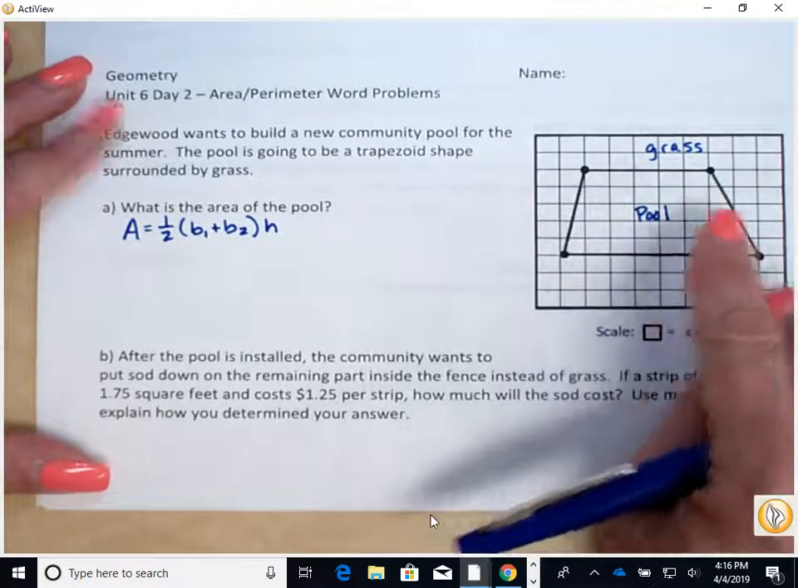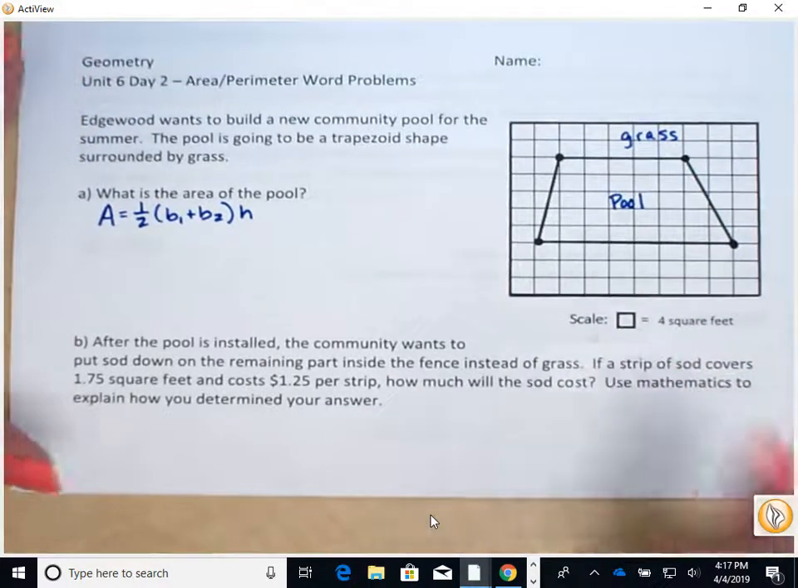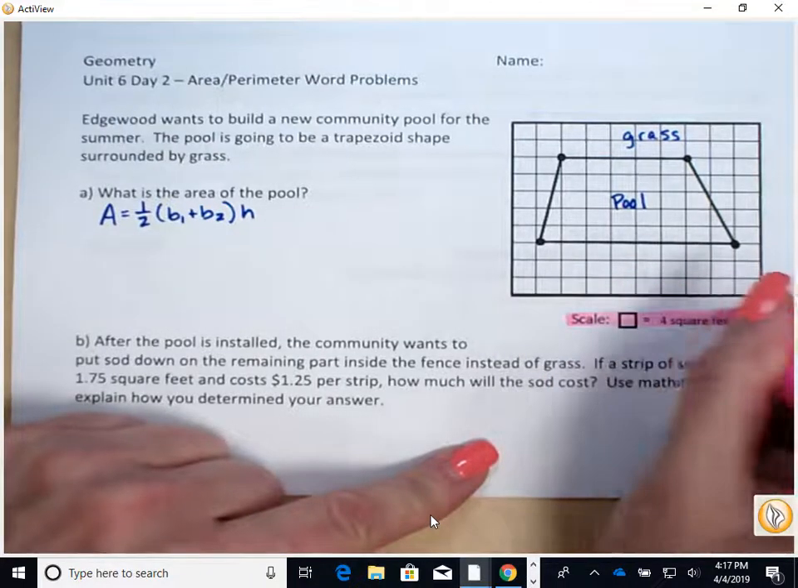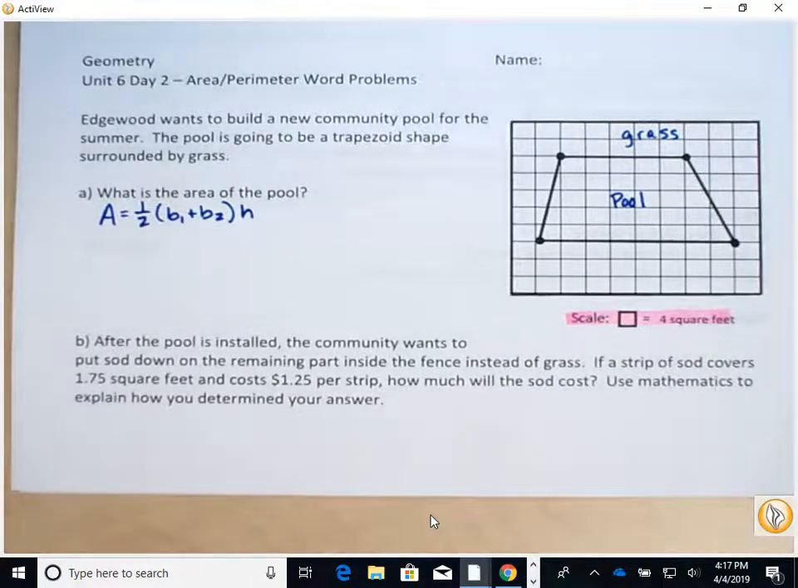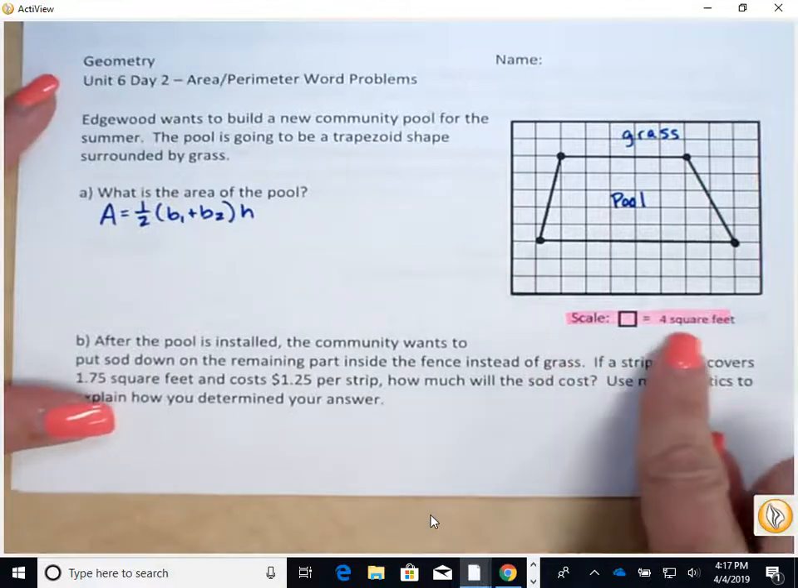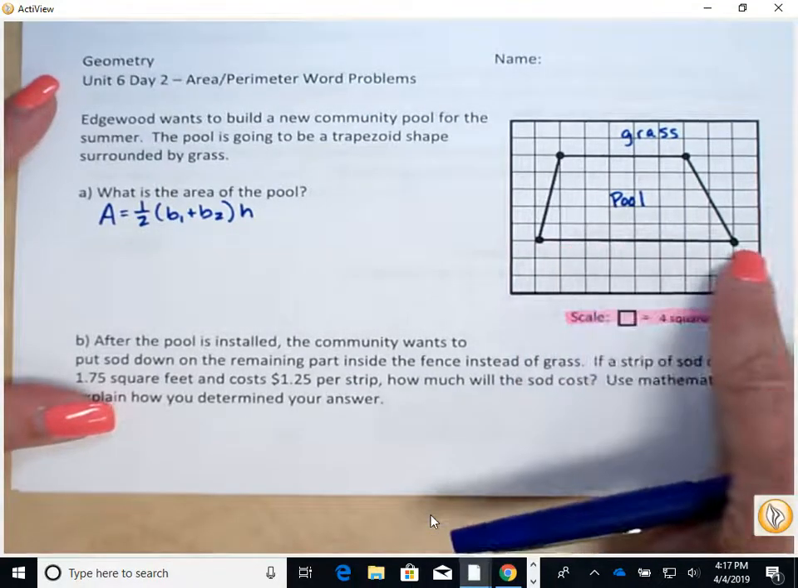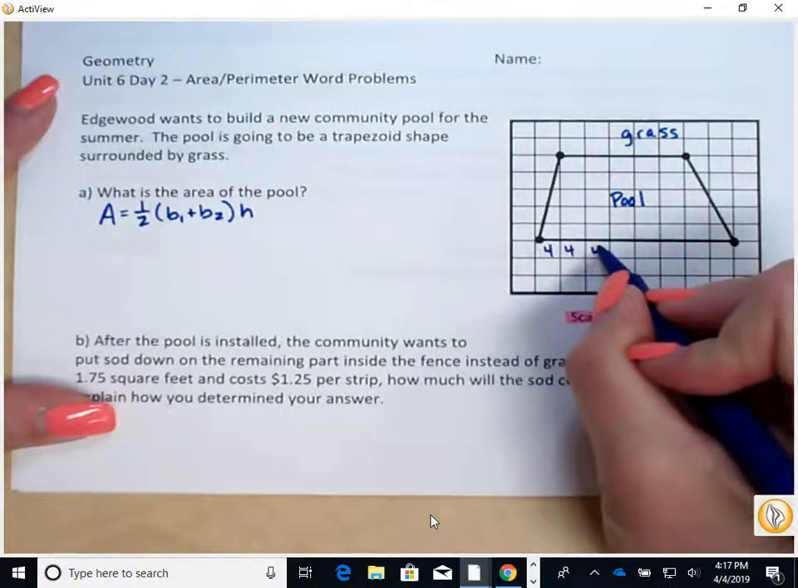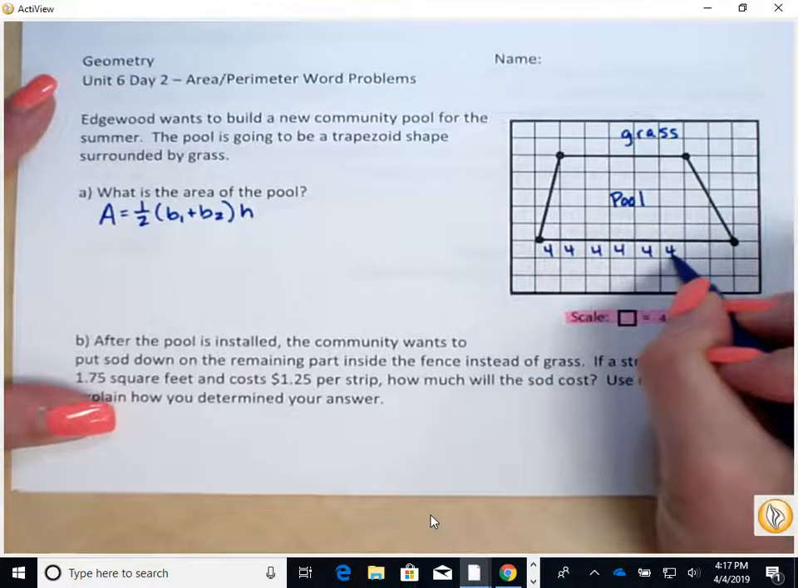So in here, they're telling us, oh, this is important right here. If you didn't notice this, the scale, each one of those squares is 4 square feet. Now, if I remember correctly, in the past my students have missed this question on a quiz or a test because they didn't pay attention to the scale. So each one of these squares is 4 feet. So this is 4 feet, that's 4 feet, that's 4 feet, all the way across.